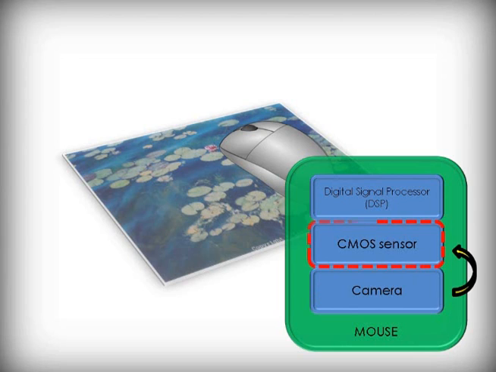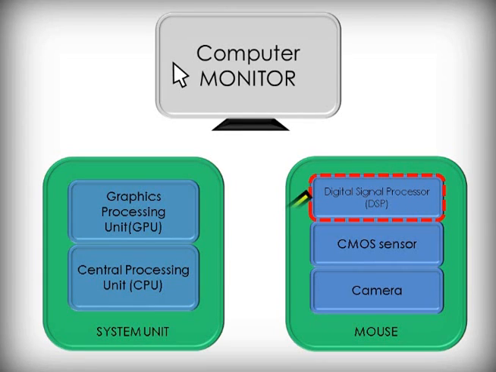The CMOS sensor will send these images to the DSP, or digital signal processor, for analysis. The DSP is able to detect patterns in the images and see how those patterns have moved since the previous image. Based on the change in patterns over a sequence of images, the DSP determines how far the mouse has moved and sends the corresponding coordinates to the computer's CPU, or the central processing unit. And that is the end of the input stage.